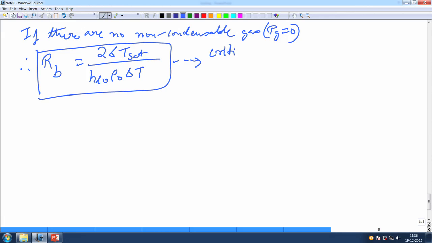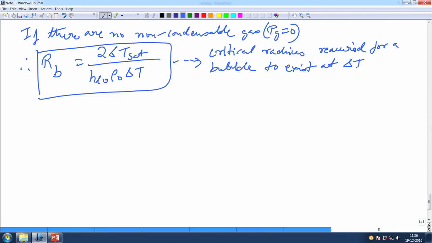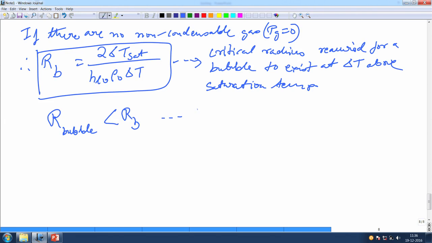This is the critical radius required for a bubble to exist at delta T above the saturation. Okay. If R bubble is less than Rb, it collapses. If R bubble is greater than Rb, it grows.